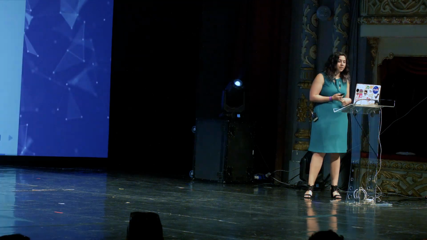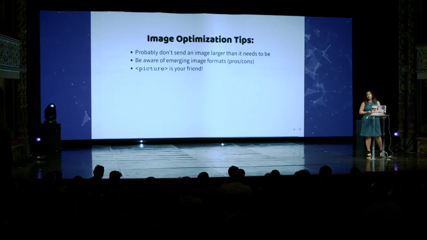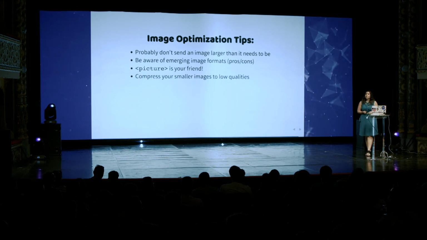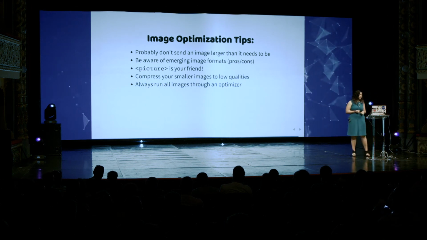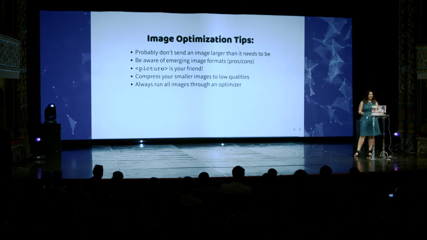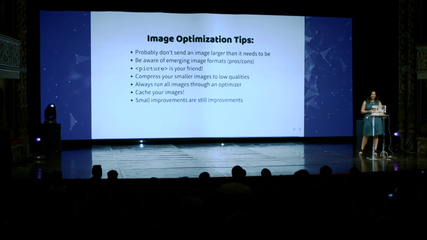Just to leave you with a few image optimization tips, probably don't send an image larger than it needs to be. Be aware of the emerging image formats, their pros and cons. Picture element is your friend. It's really great to use. Compress your images, especially smaller images, to low qualities. Always run your images through an optimizer. Image optim always and often. Cache your images. Small improvements are still improvements.